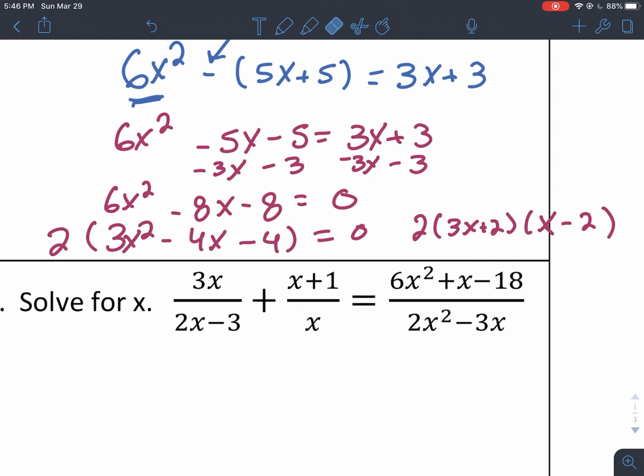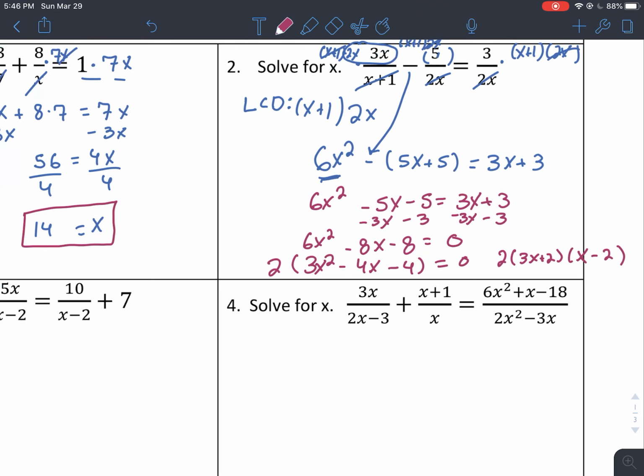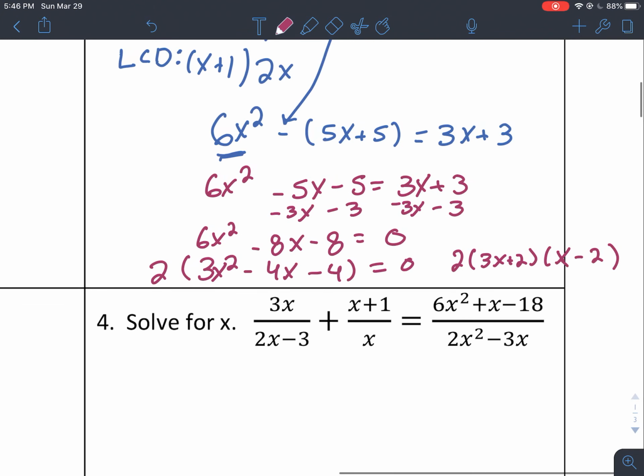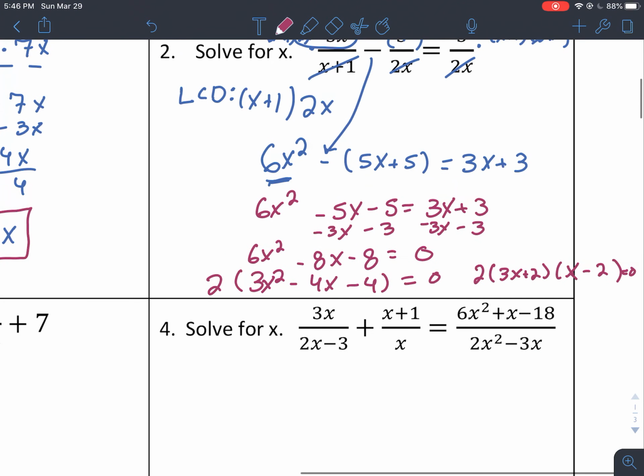Great news for us. So now that we have it factored, we can finally get the actual solved part of this, right? Because this is equal to 0. So then what you do is you just set all the factors equal to 0. So we say 3x plus 2 equals 0, x minus 2 is equal to 0.